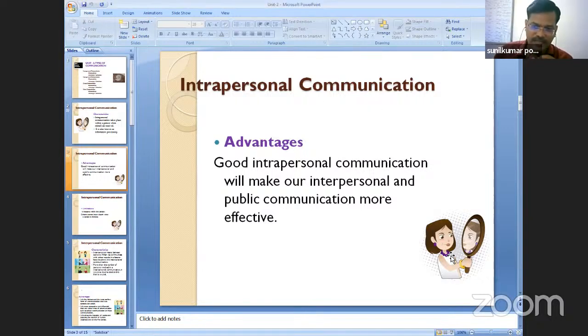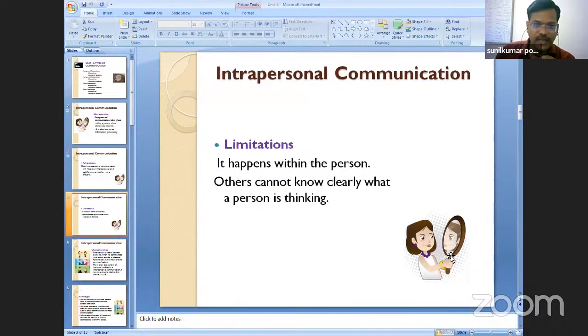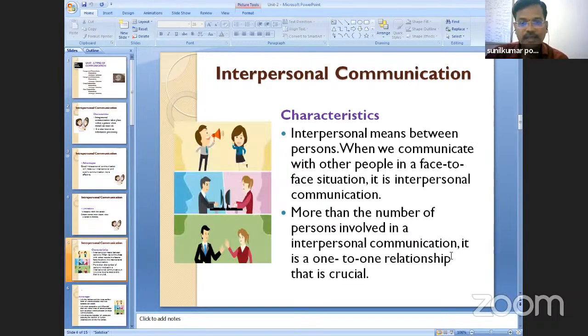The image which is appearing on the screen shows clearly what intrapersonal communication is. We know communication is a process of sending a message via a channel to a receiver. Here, the sender and receiver are the same. Next, interpersonal communication. Already we learned about the limitations also. Limitations means our message should not go to others. Next, the characteristics of interpersonal communication are here.